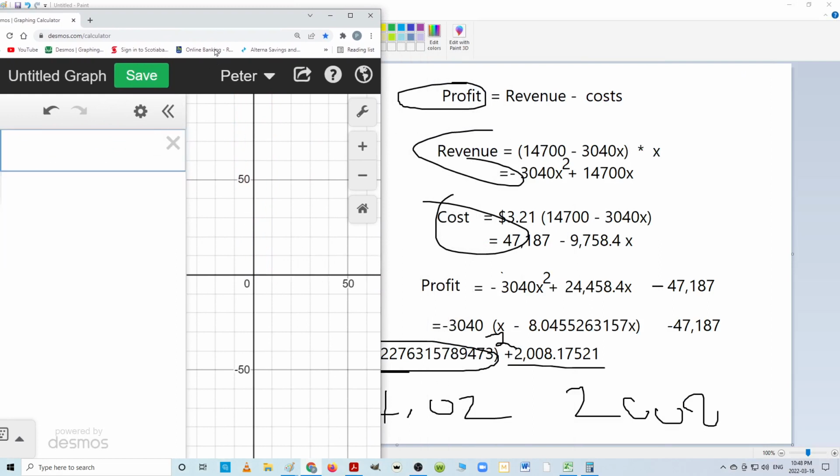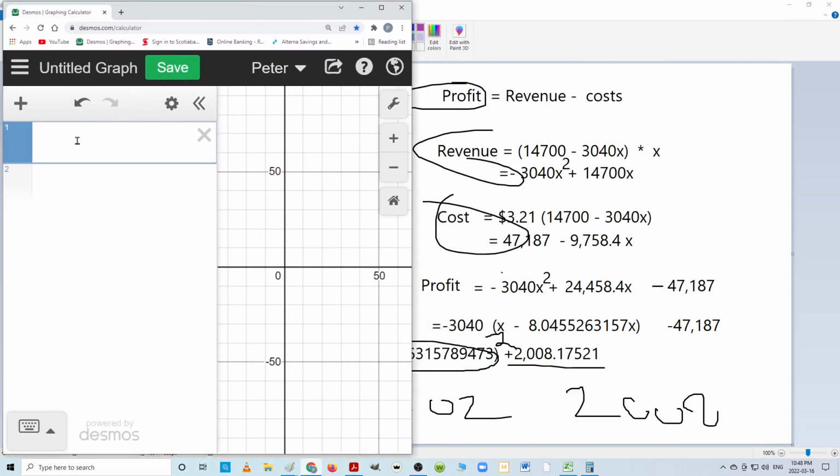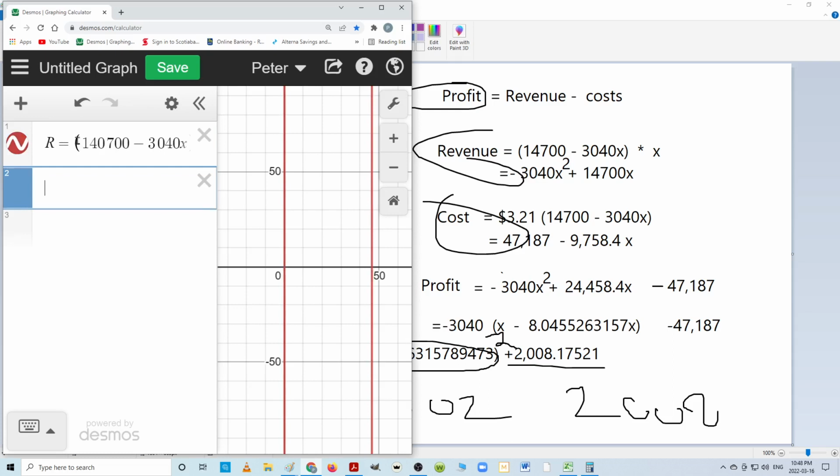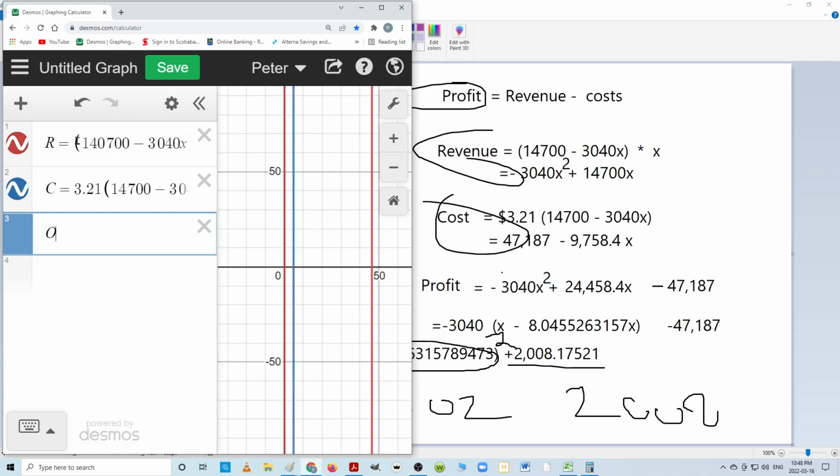And I'm going to use all the equations on the right. So I'm going to set my revenue. I'm going to call it R. I'm going to call R 14,700 minus 3040x, times x. That way I have it exactly as is. I'm going to set my cost C at 321 times 14,700 minus 3040x, which is that. And I'm going to call my P, R minus C.